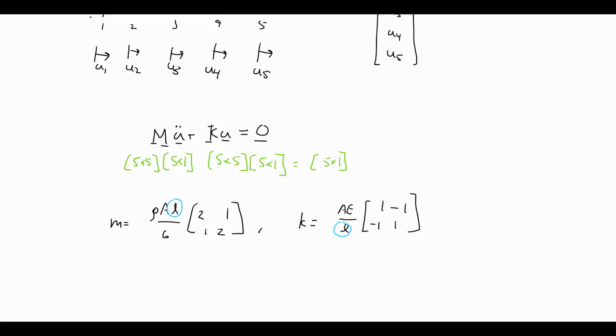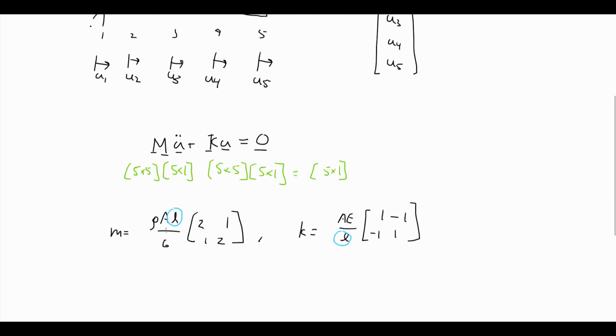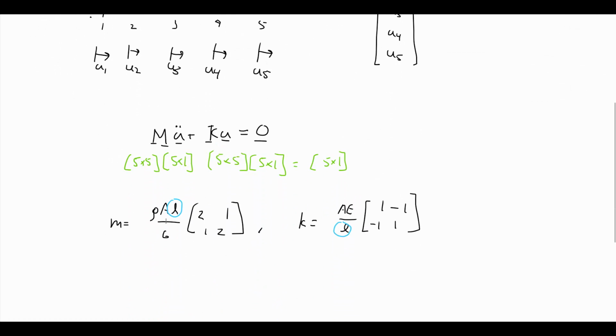So L, little l in these equations, is really the L over 4, which will be 0.25. And also, it won't really come up in this one, but if we look at the local matrices we're using, we have this rho, this A, and this E. That also is going to be local to each element that we are talking about. So, let's say we're talking about the first element, its density, its cross-sectional area, its Young's modulus.